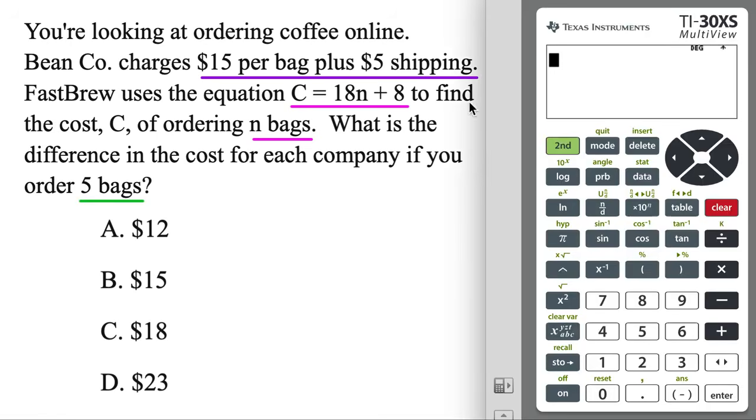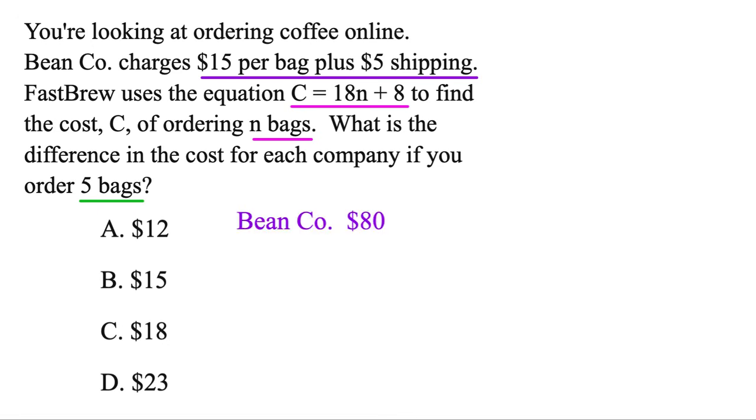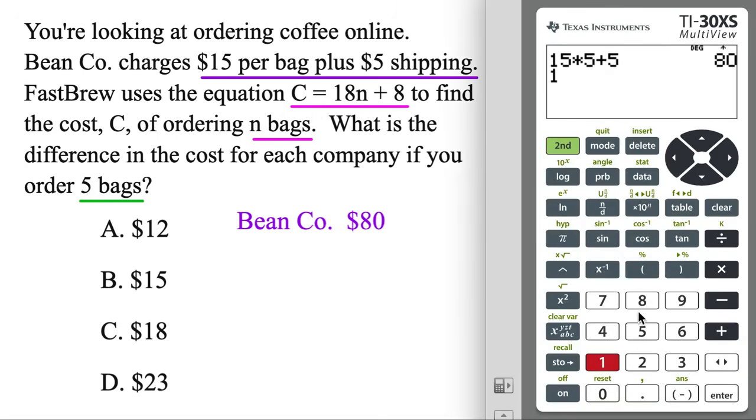So that's no problem. We'll just start with the first company, Bean Co., and we'll do $15 times we're ordering 5 bags, and then plus the $5 shipping. So we pay $80 for Bean Co. And then for Fast Brew, we're just going to change N, the number of bags, to 5. So we're going to put a 5 right there. So let's do 18, and then times 5 plus 8.